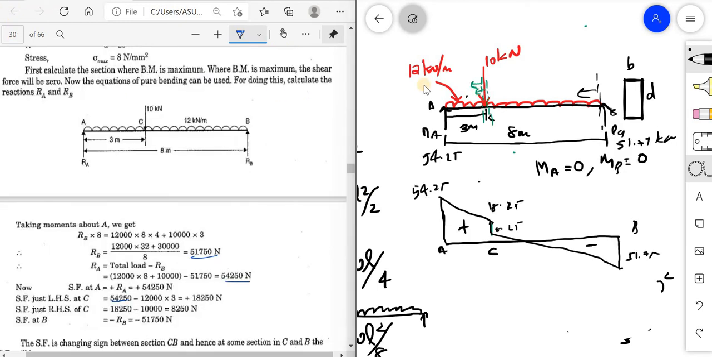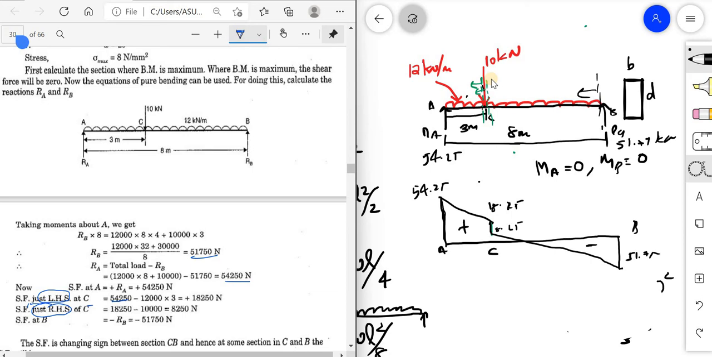In order to find out the maximum bending moment, first we have to draw the shear force diagram. So the shear force diagram will be like this. How am I drawing it? First, I will be finding out RA and RB. RA will be 54.25 and RB will be 51.2. It is written in the note, found using the equilibrium equation. Now the shear force 54.25 here I have drawn. Then to find the shear force at the point C, there will be two shear forces. Since there is a load, I consider a section just to the left and another section just to the right hand side of C.